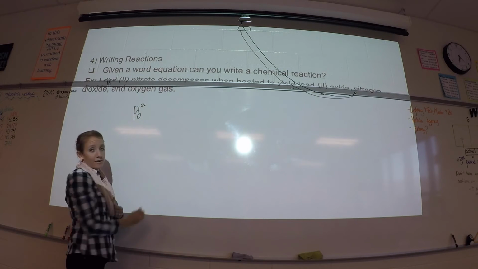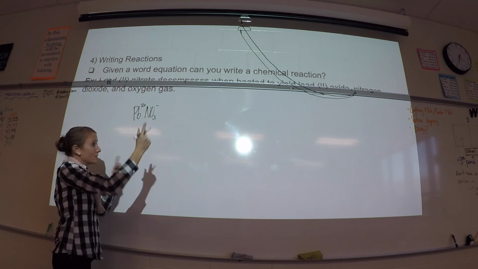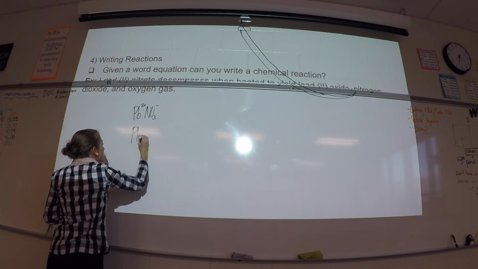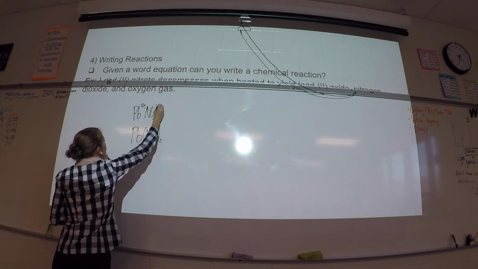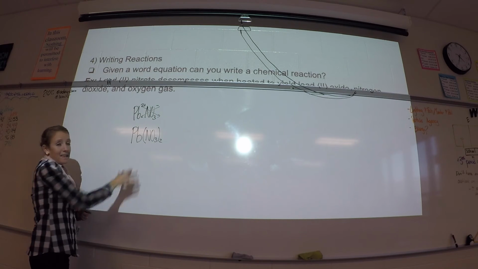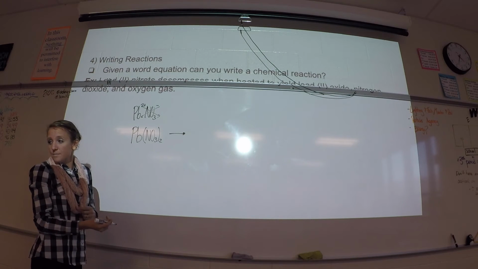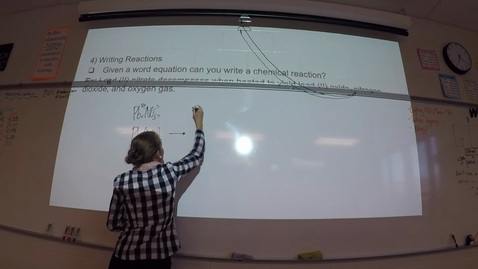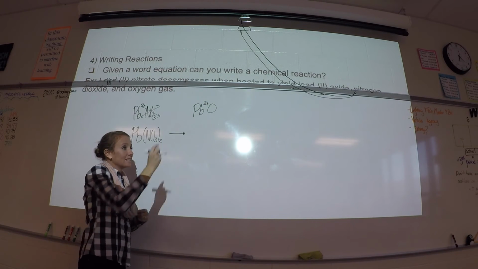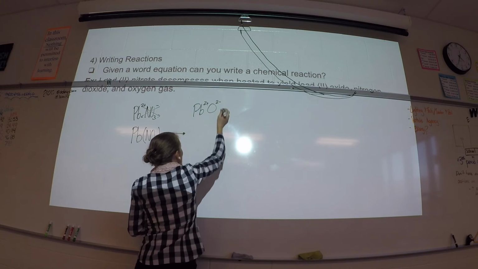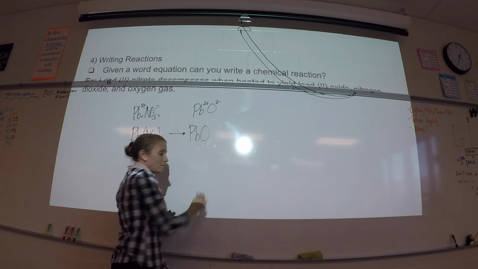Lead-2 is its charge. Nitrate is NO3 with a minus charge. We have to crisscross them, so you get Pb and NO3, and the 2 goes outside. So we have lead-2 nitrate decomposing to form lead-2 oxide. So lead-2 oxide is just oxygen. Periodic table tells me oxygen is 2 minus. They are the same, so they cancel, so it's just PbO.